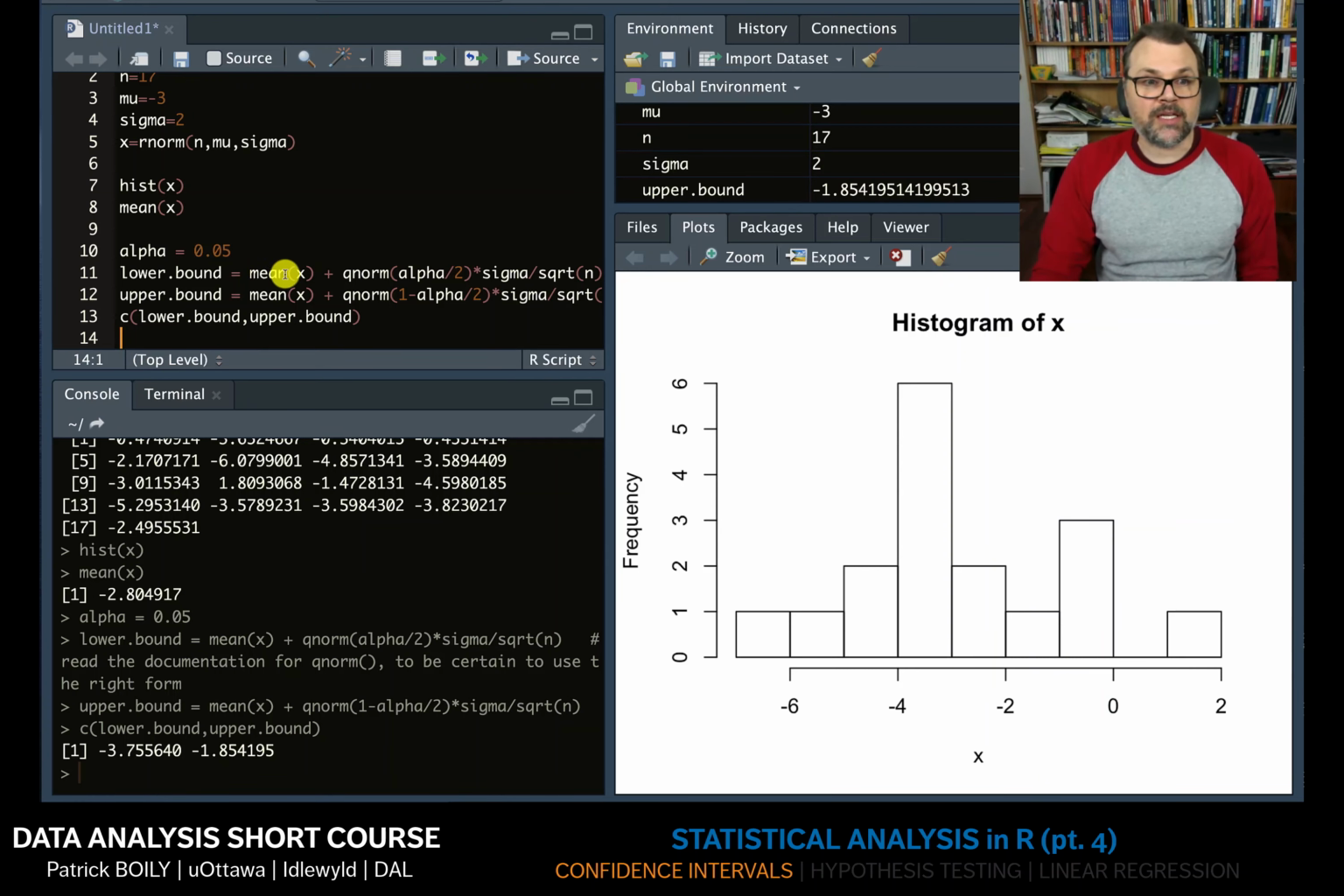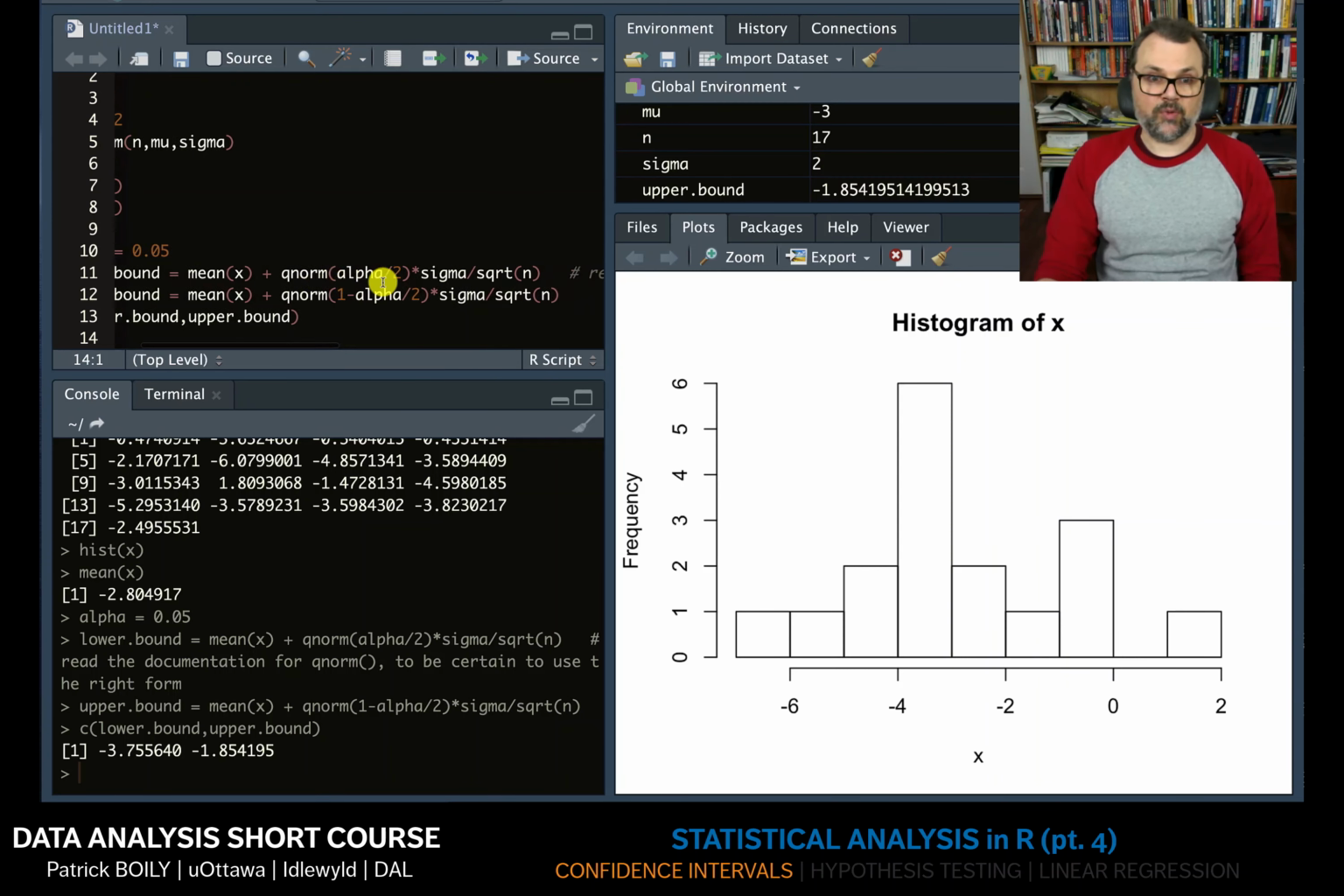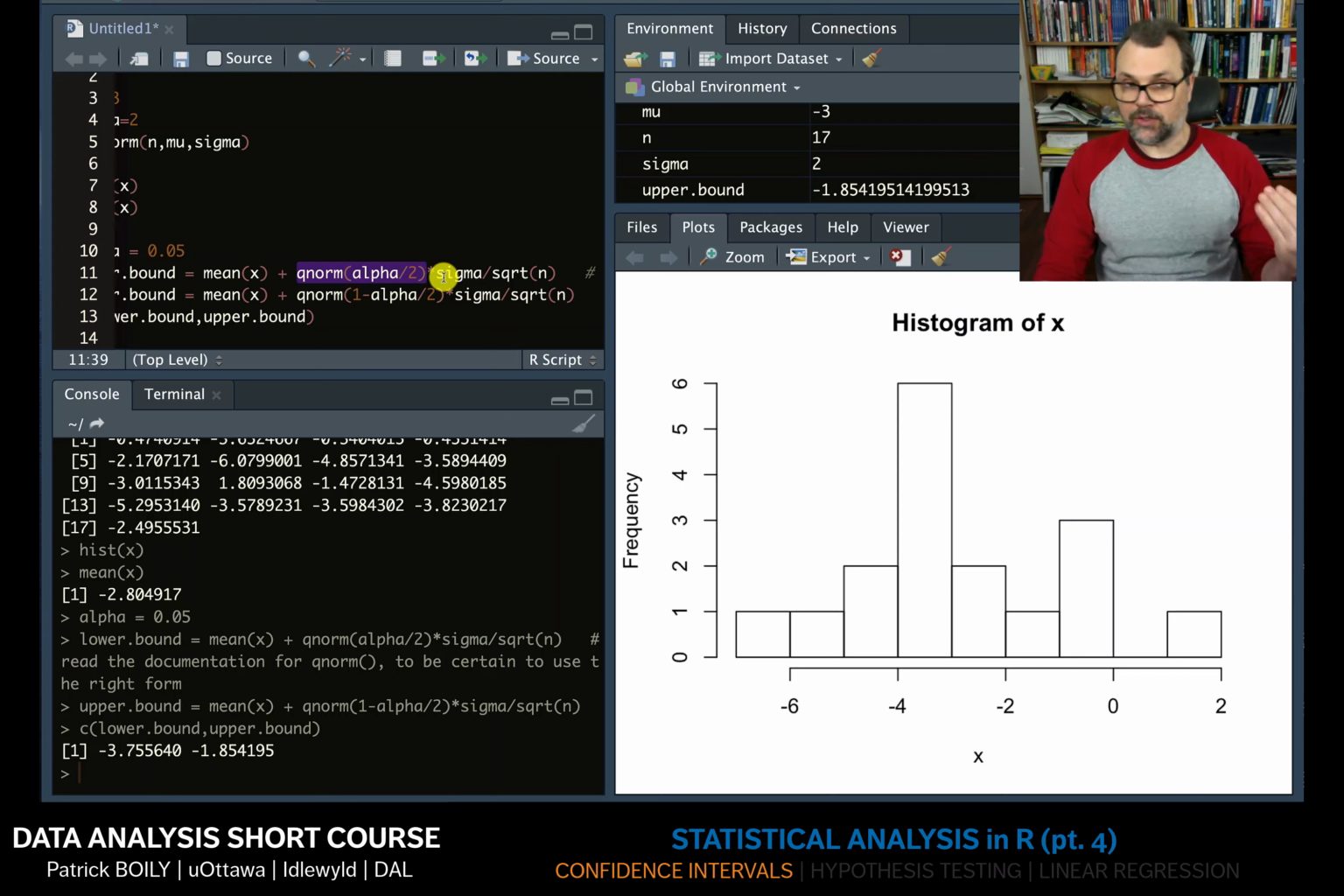We know what mean of x is. That's the point estimate, the sample mean. What about the rest of the expression here? I have qnorm of alpha divided by 2, sigma, which is the standard deviation, which I know, divided by the square root of n, the square root of the sample size, which I know as well. What is this thing here really? Is it truly the critical value?